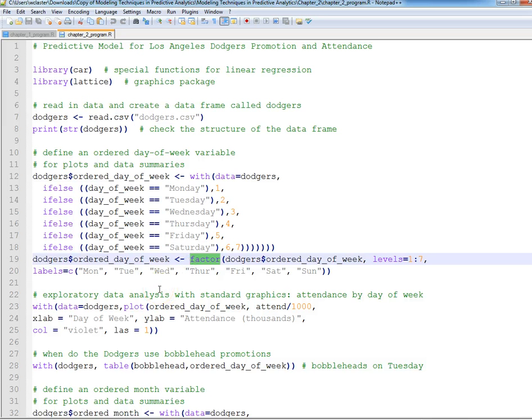So if you make it into a factor, some of the functions that we can use work, that if we don't make it into a factor, they don't work. Okay, so he's going to turn it into a factor, and then he's going to add some extra arguments in there as well. In this factor function, he's going to specify the levels, and he's going to give labels. So now we're going to have labels for this ordered day of the week variable, and the labels are going to be, obviously these labels.